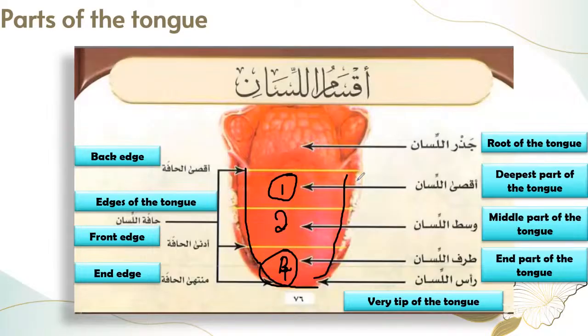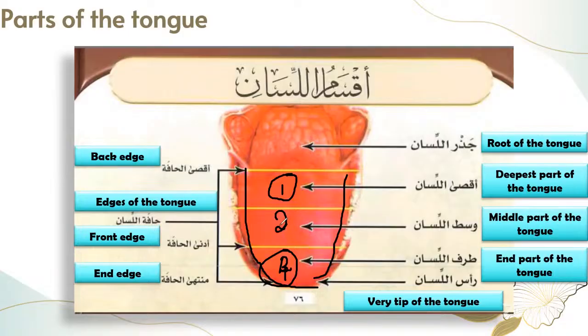So what is aqsal lisan? Aqsal lisan is the back part of the tongue. Okay, the extreme back of the tongue. It doesn't mean it is the root of the tongue, but just before. That means if you stretch your tongue outside and you are checking in front of the mirror, the very deepest area that you can see, it is the aqsal lisan. Okay, it is the farthest part of the tongue.